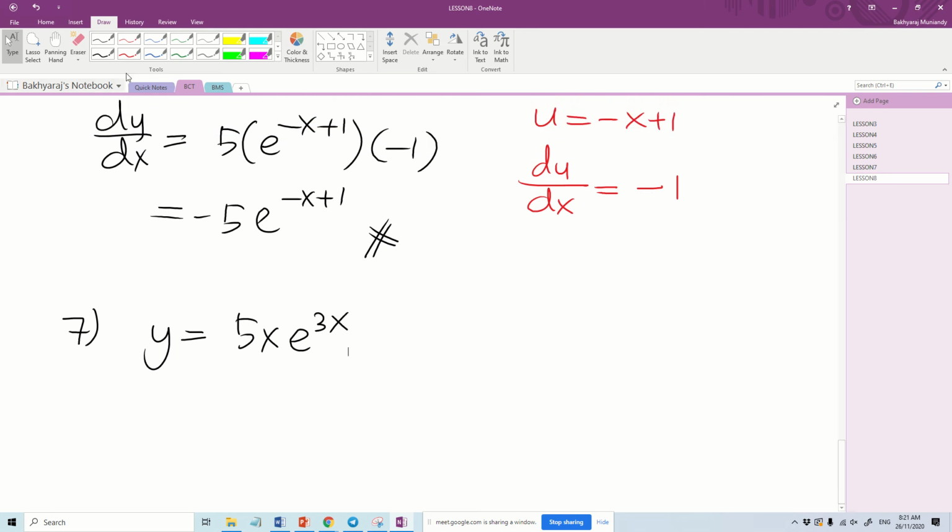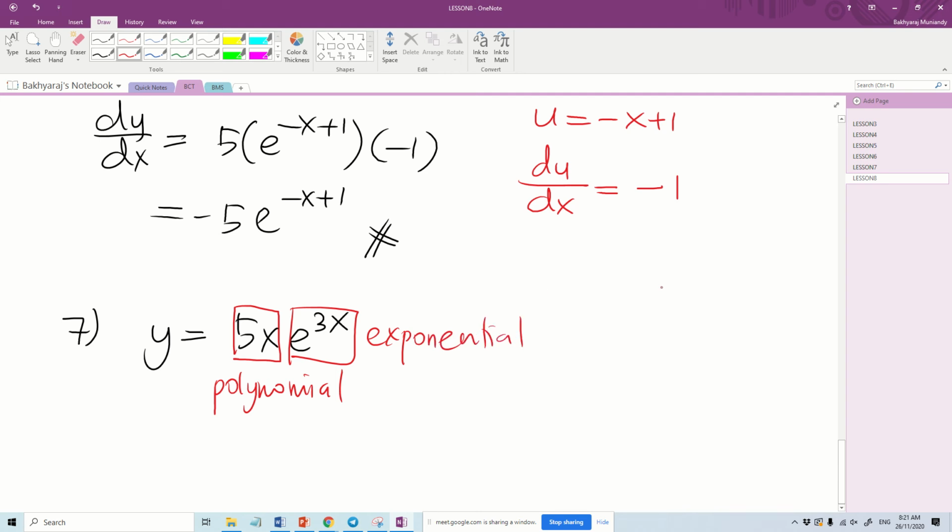Okay, so to do this question, this is a product question. Remember we have two functions. We have polynomial. Ini kita panggil dia polynomial. You see there's a 5x and this is an exponential. Okay, this is an exponential function. So polynomial and exponential means we need to use product rule, because there are more than one function.